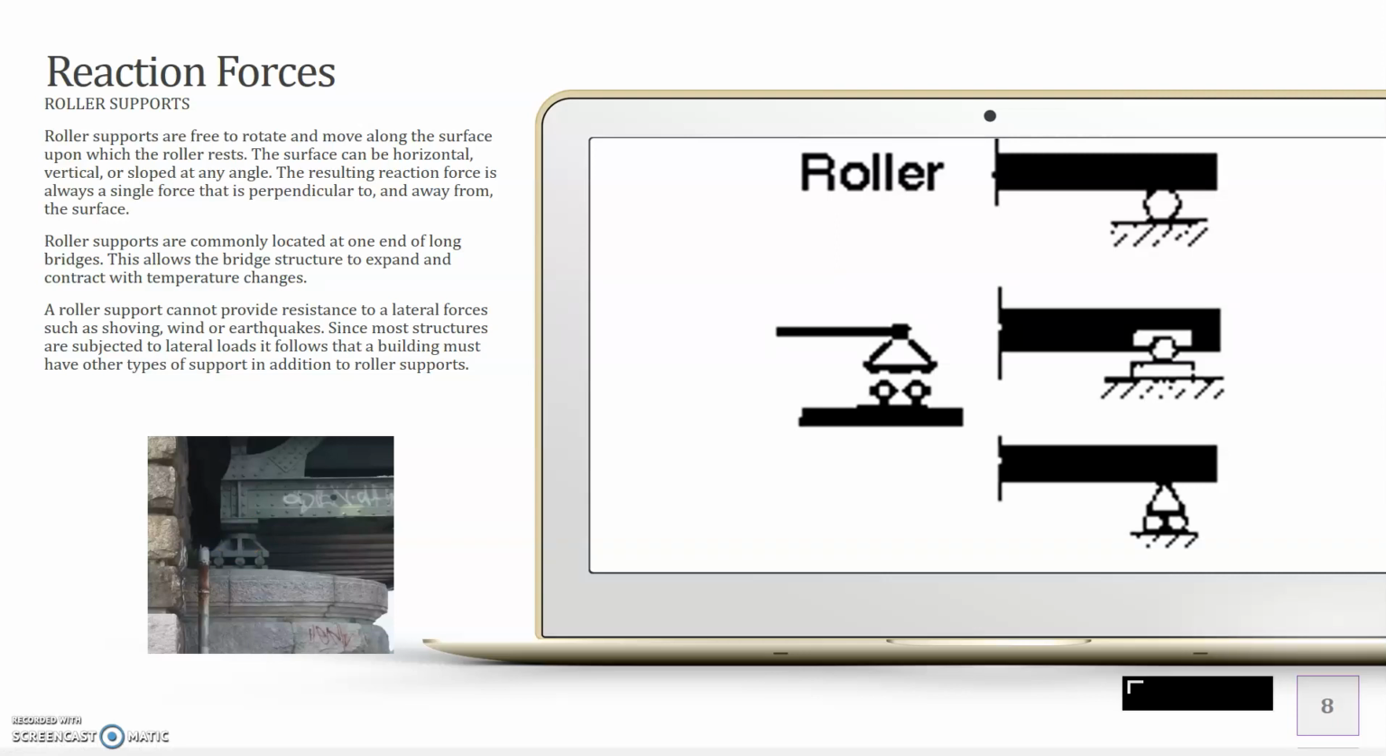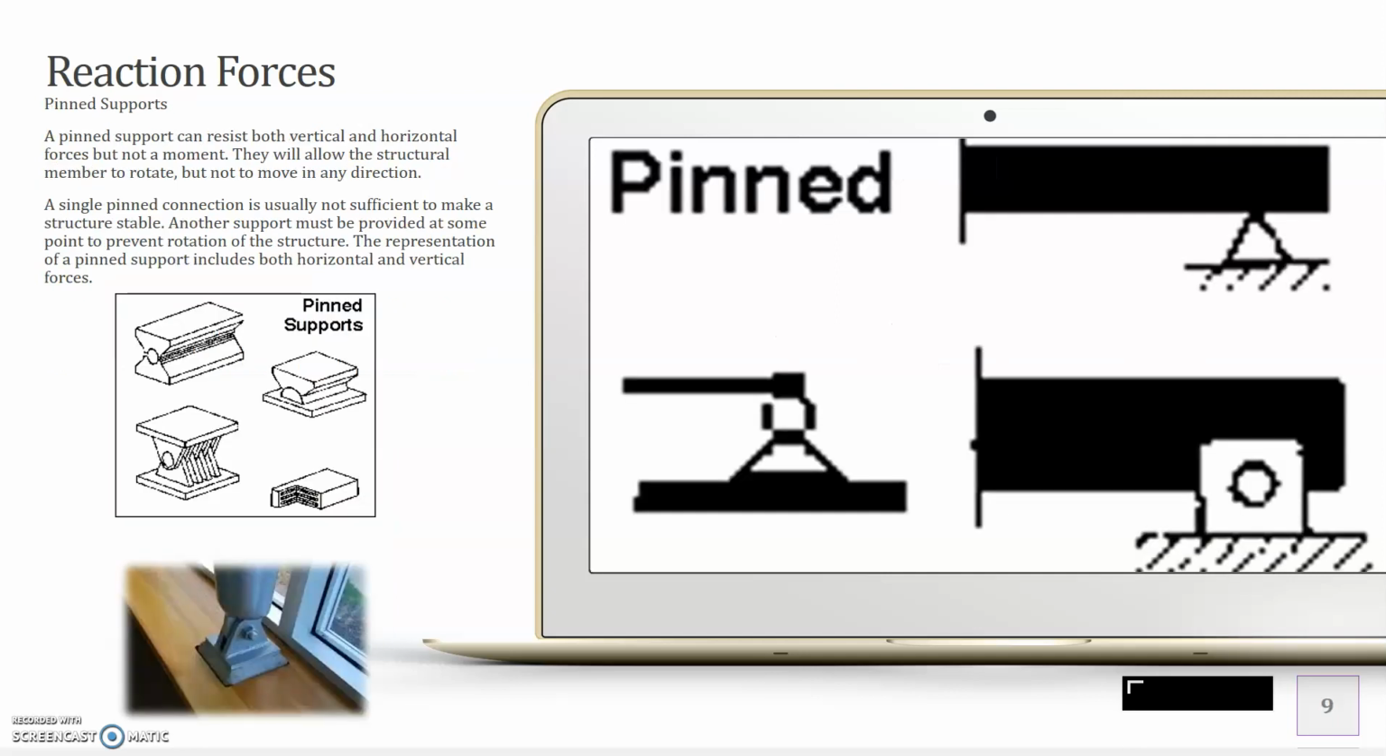as the heat causes the structure to expand. The Golden Gate Bridge, along its whole entire length, expands something like 2 feet. And if it didn't have actual rollers in it, it would buckle the entire thing, and it would fail. The whole structure would collapse. So they add this so that with every minute little heat or cold, it can stretch and move accordingly. Roller supports do not provide resistance to lateral forces such as shoving, winds, or earthquakes, and with those you're going to have different types of supports.